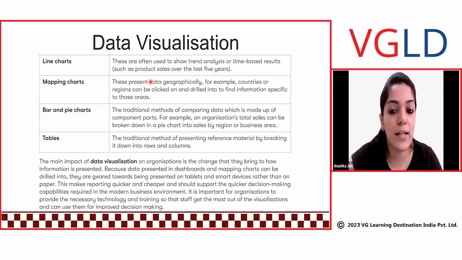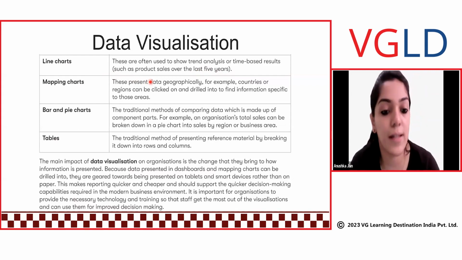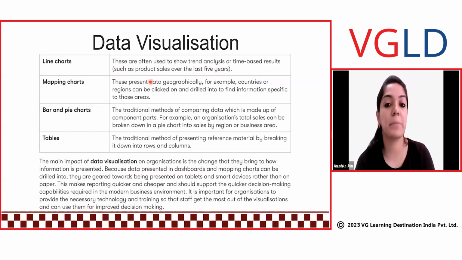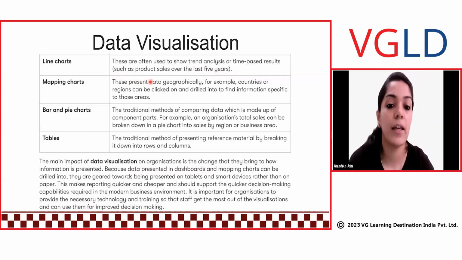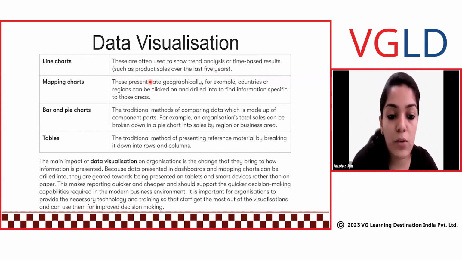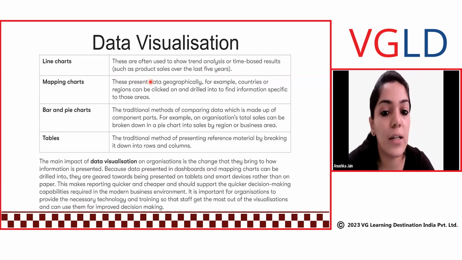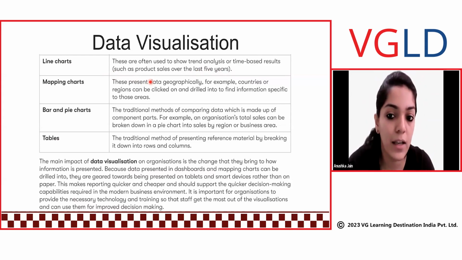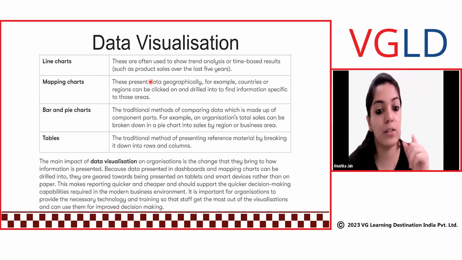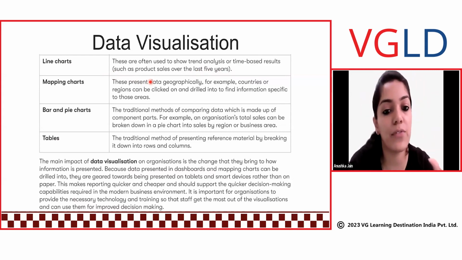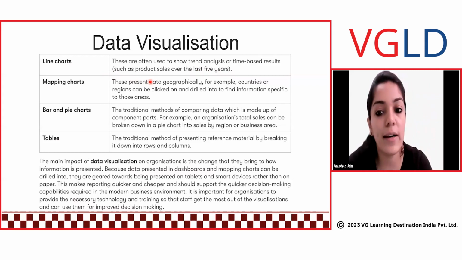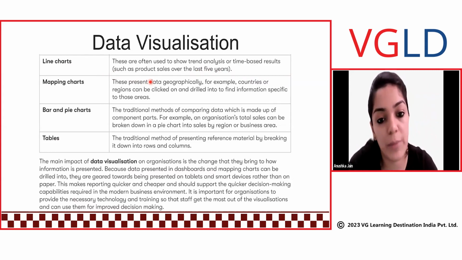So mapping charts, now you will understand from where your customers are coming, which geography. So if you're running an international website, you need to see from where you are getting the maximum traffic. So this mapping chart will present the data geographically. For example, countries or regions that can be clicked on. So now if you are seeing that you're getting maximum traffic from America, then you click on it. And then you find more information about that area.